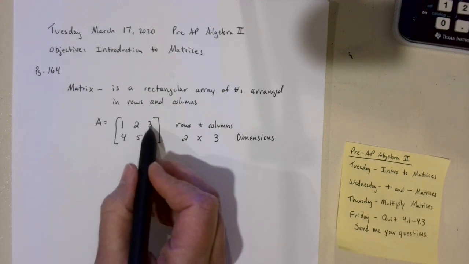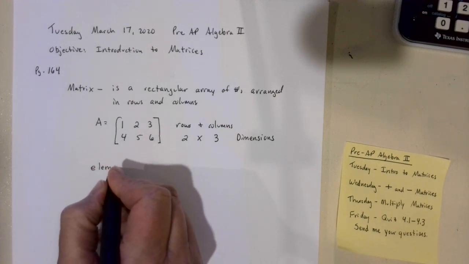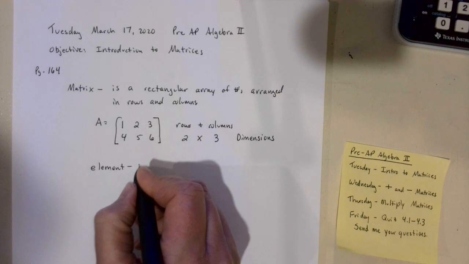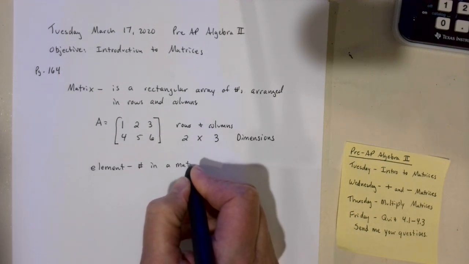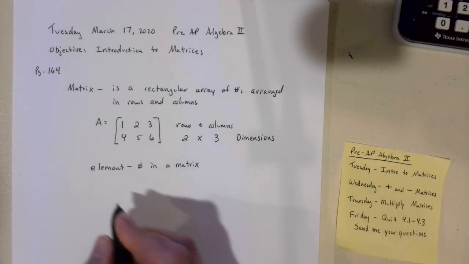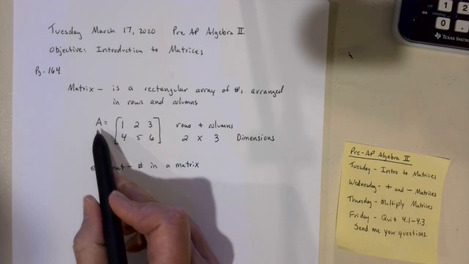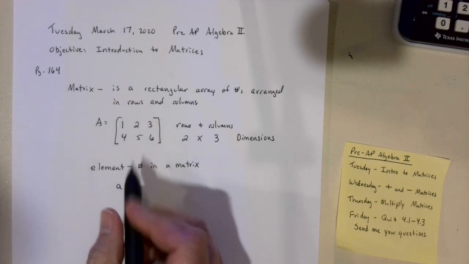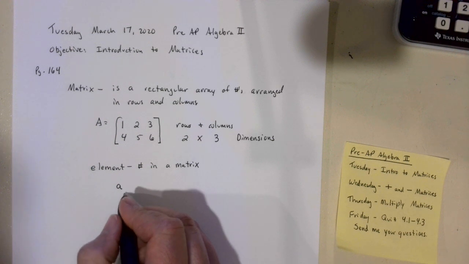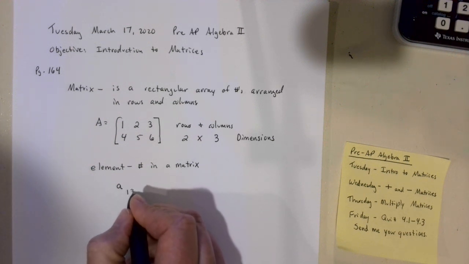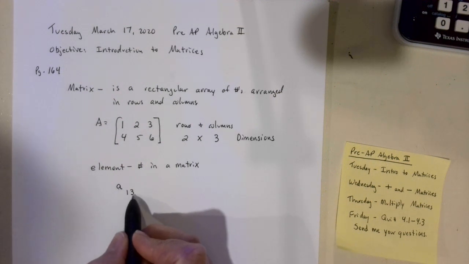Now, each number within a matrix is called an element. That would be a number in a matrix. And we name each element by the lowercase letter. This is matrix A, so a number within it would be a lowercase a. And you're going to see 2 numbers below that. So this would be read element A13.